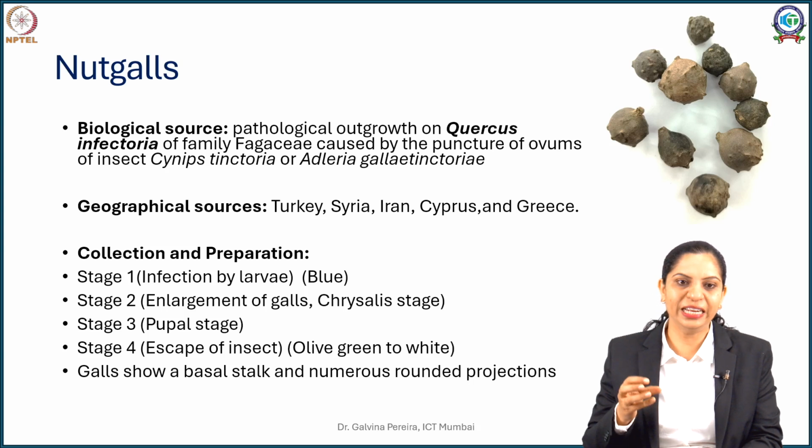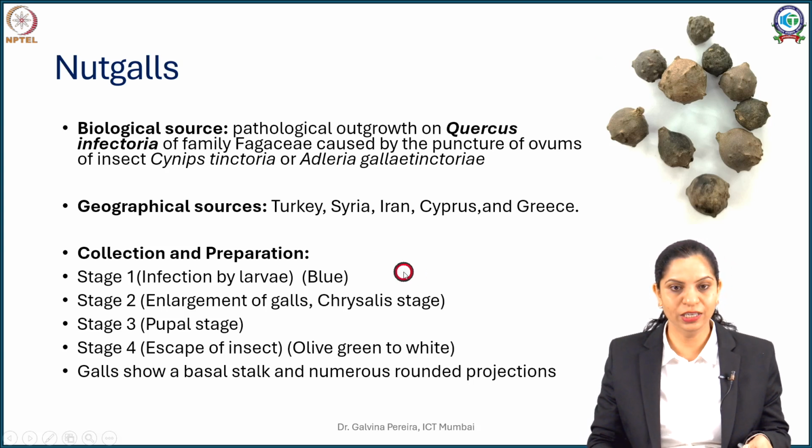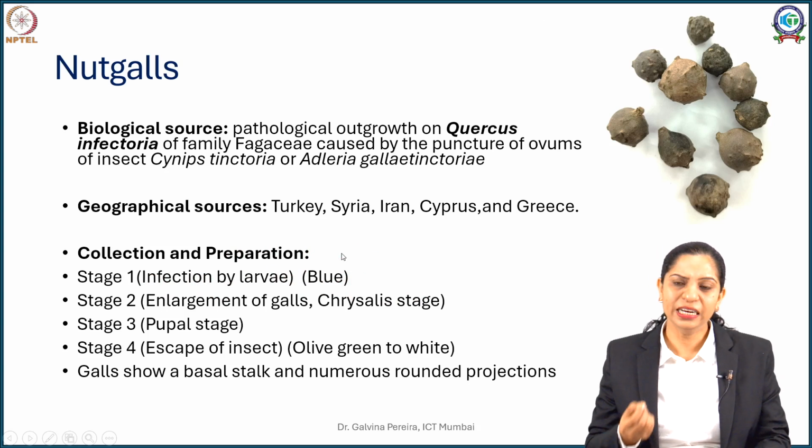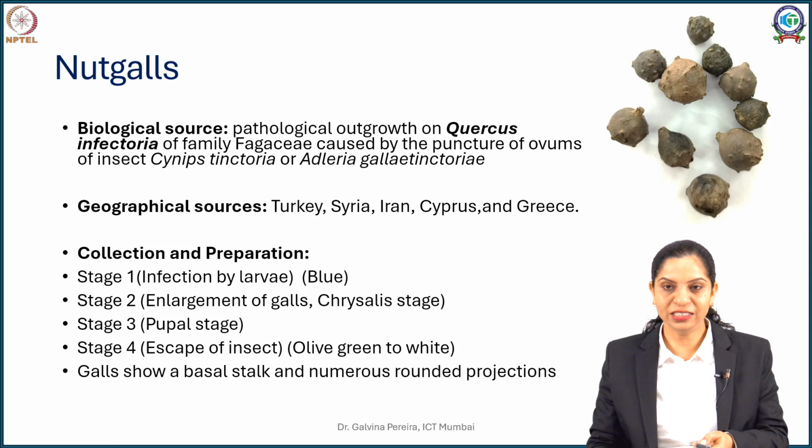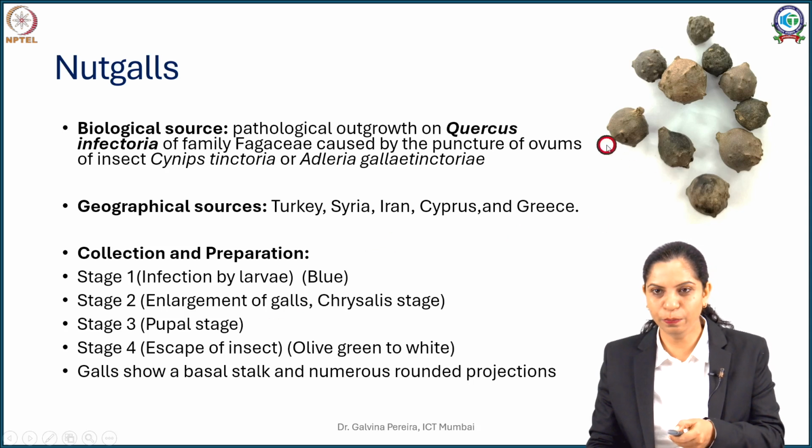Slowly, initially at the stage of infection, which we call stage 1, you will see that this outgrowth is blue or slightly bluish green in coloration, and it starts maturing, it starts enlarging, and as it enlarges, you can see here there are certain projections also coming out. So this is the basal stalk. Stalk means the place from which it is attached to the plant.